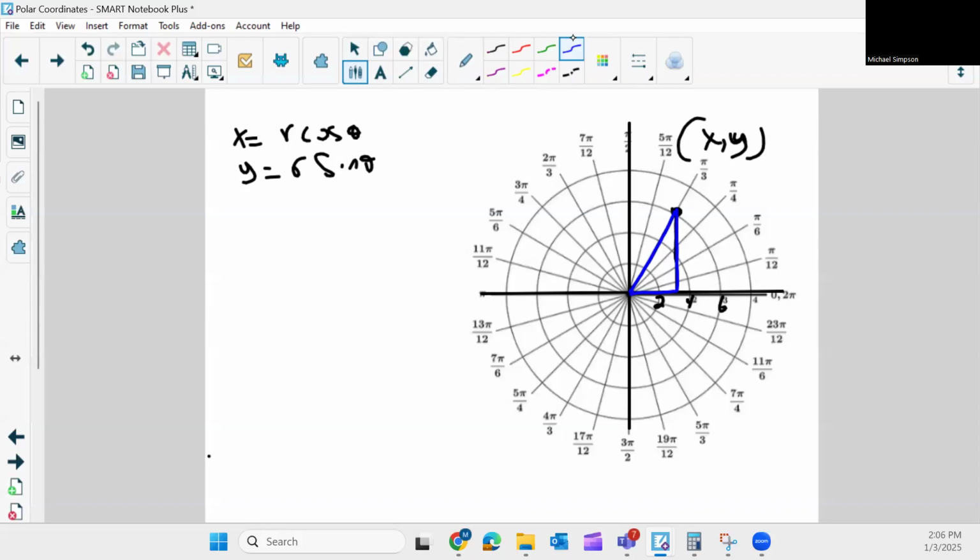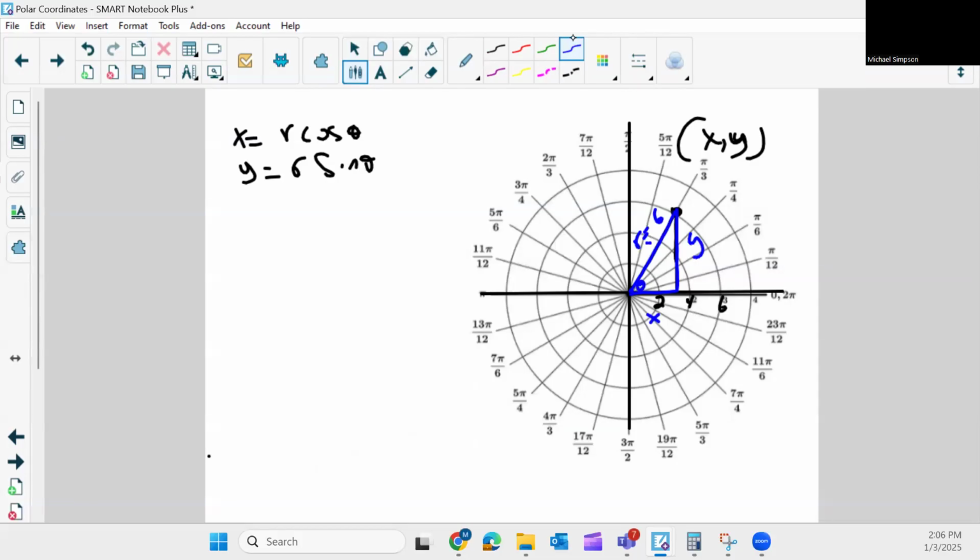Okay. Well, the r value, we know that is 6. That is 6 units from the origin. So r is equal to 6. Okay. So this is my x value, and that's my y value, the base and height of the triangle. And this is the angle theta. But we know what theta is. Theta is pi over 3. The angle is pi over 3.